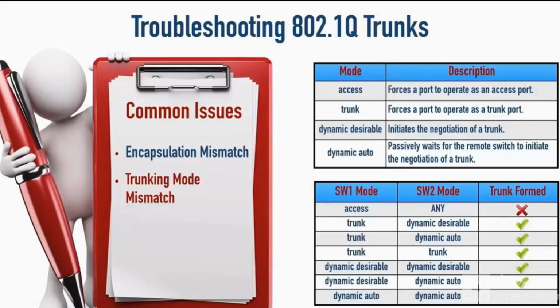But the other scenario where we will not form a trunk is if both sides are set to dynamic auto. They're both willing to become a trunk, but nobody is initiating that negotiation.